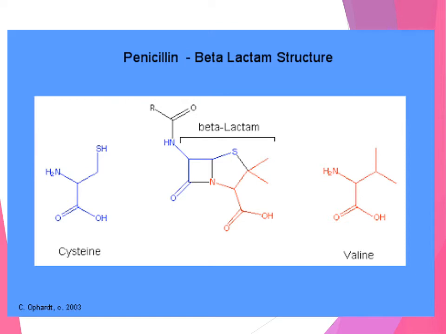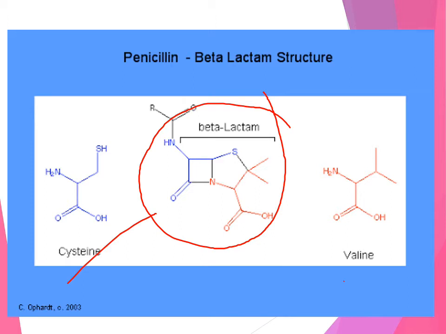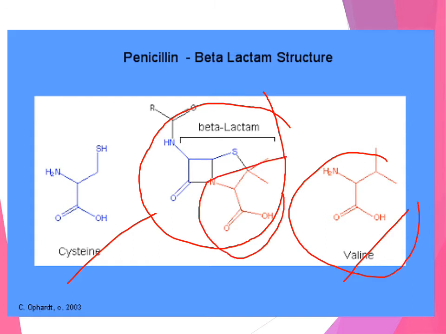Okay, this is the structure of your beta-lactam or penicillin beta-lactam. And the two amino acid precursors of penicillin are your cysteine and your valine. Cysteine, valine, amino acid precursors of penicillin. This is the valine, this is the cysteine. When you combine valine and cysteine, penicillin is formed.